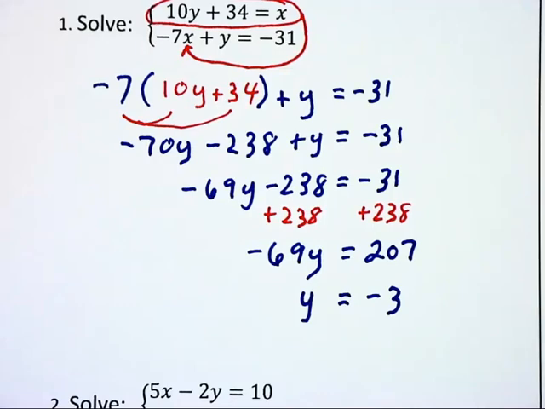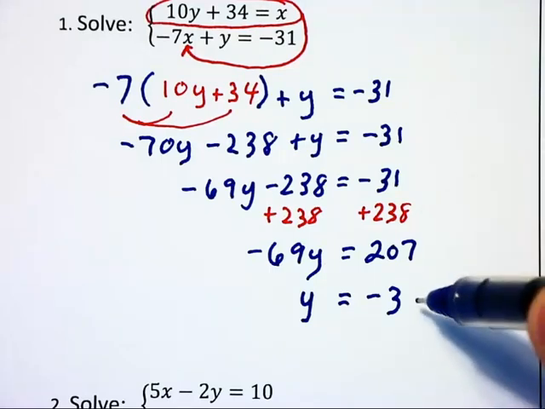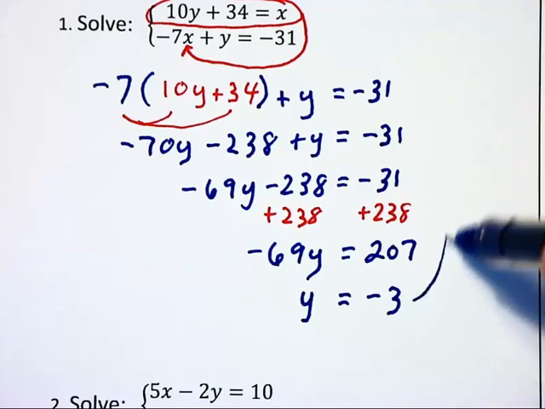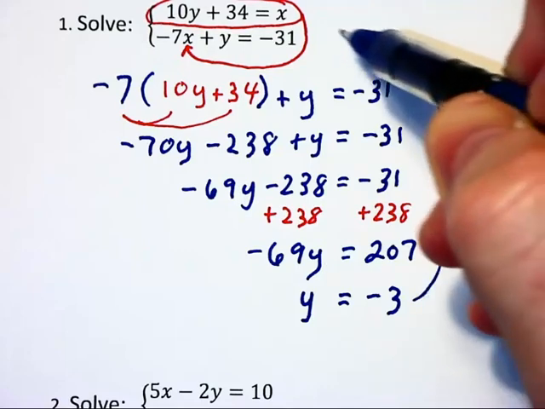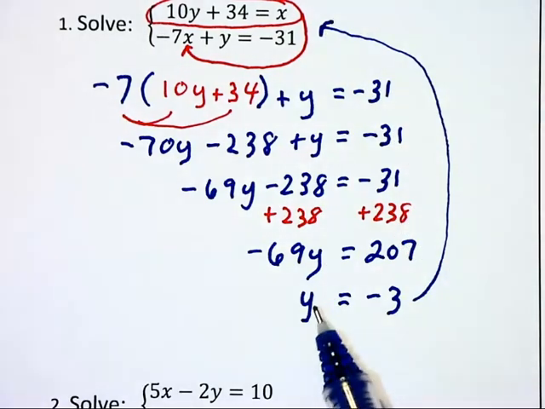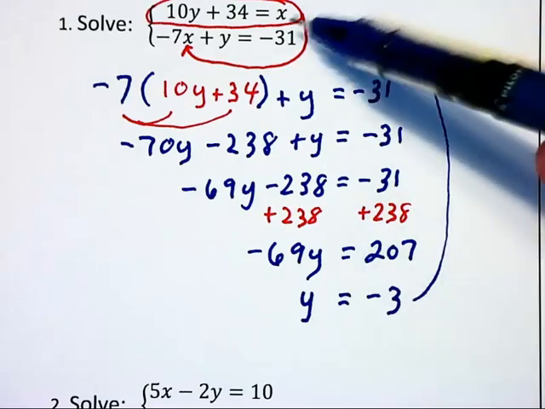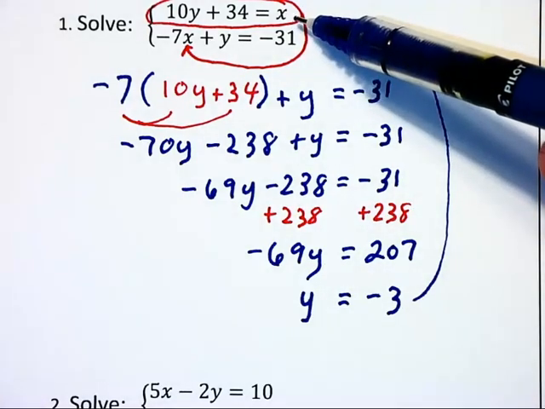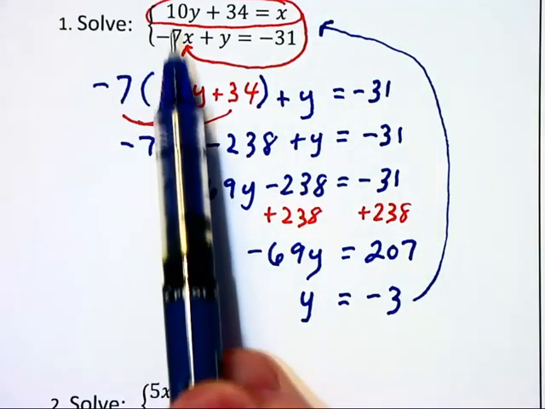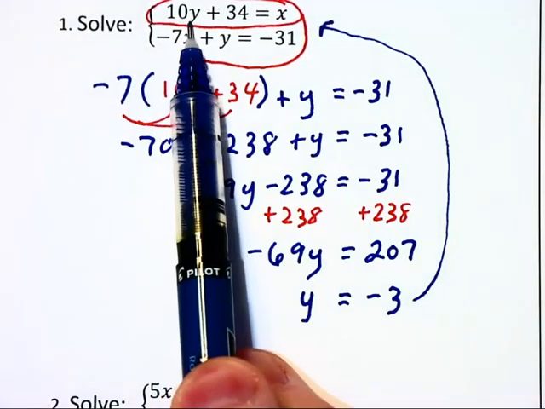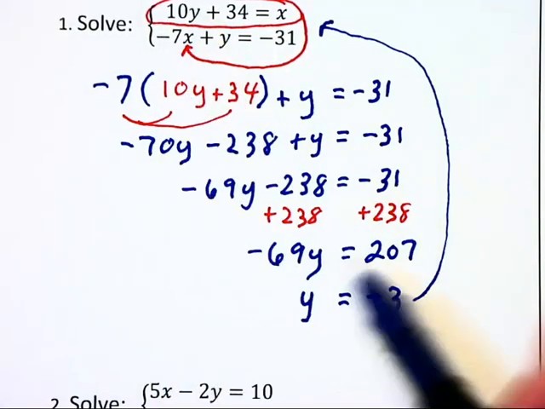Now do not stop there just because, hey, I found a value of y. You need an x and a y value to go with this. So that's where we go and take this value of y and substitute it into either of the equations up above. Since we're solving for x, the x equals equation is really the one that you want to substitute into. So 10 times negative 3, that's negative 30, plus 34 makes 4.